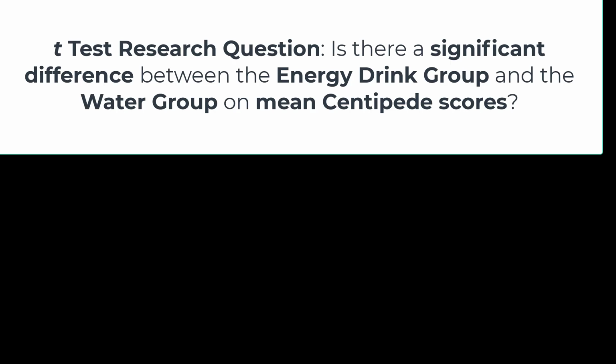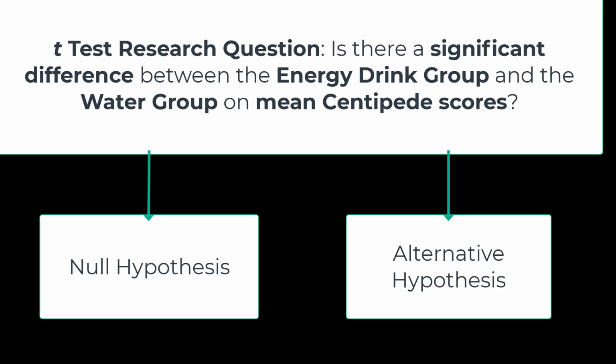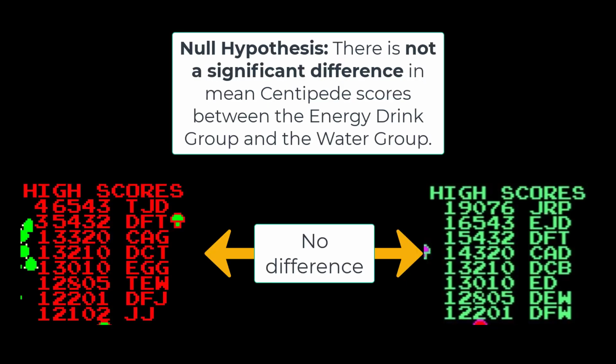Once we've asked our research question, we can articulate predictions, which are referred to as hypotheses. There are two hypotheses for the t-test, the null hypothesis and the alternative hypothesis. The null hypothesis for the independent measures t-test predicts no difference between groups. Remember that the word null means none or zero. So in our example, it predicts there is not a significant difference in mean centipede scores between the energy drink group and the water group.